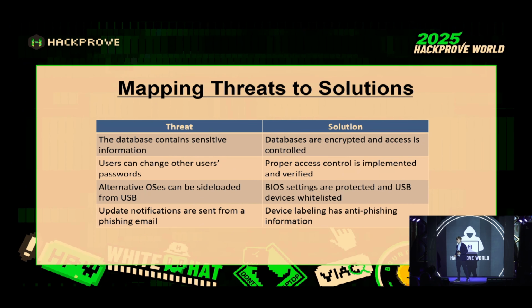Okay, now, once we have all of our threats, we figure out, okay, here's everything that we think can go wrong. Next step is to start mapping them to a solution. We're going to go back to that database example. Databases are encrypted and access is controlled. That's our solution. This does not necessarily mean that this is in place already in the device.